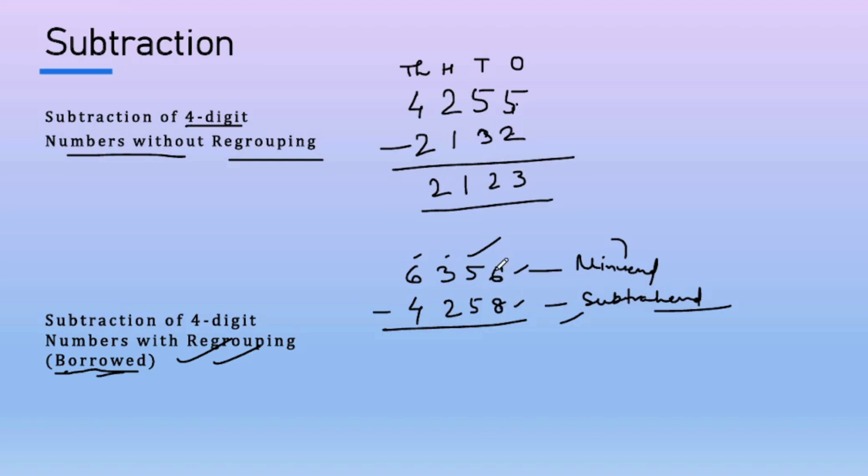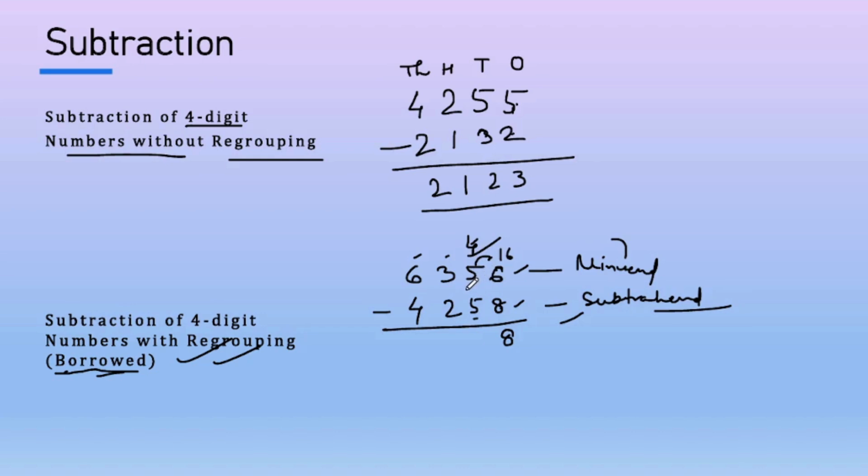6 minus 8. 6 is a smaller number than 8. You cannot subtract this. So you will borrow 1 from here. Then it will become 16. Now 16 minus 8 is 8. And this 5 will become 4. Again, this 4 minus 5. 4 is a smaller number.